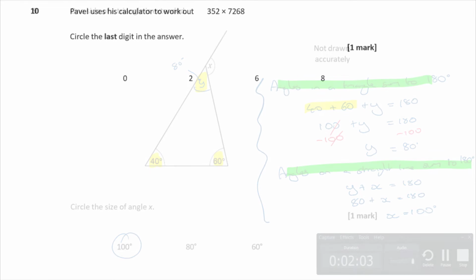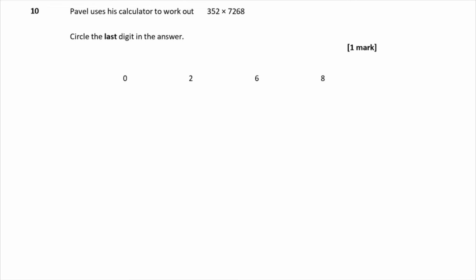Okay, let's move on. Question 10. Pavel uses his calculator to work out 352 times 7,268. Circle the last digit in the answer. Now, to work out the last digit, you don't have to do the whole calculation. I'm just going to show you quickly as column multiplication, just to make it easier to see.